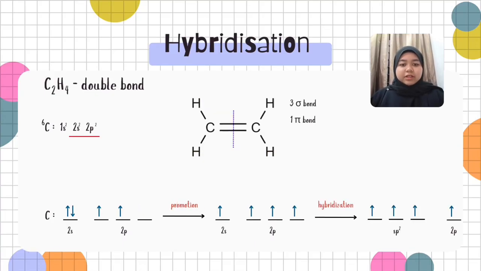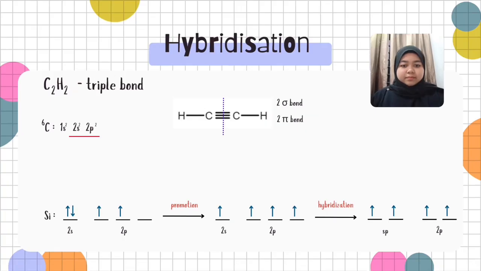For C2H4, each carbon undergoes sp2 hybridization. Three sp2 orbitals form sigma bonds and one unhybridized p orbital forms a pi bond. This creates a double bond between the carbon atoms. For C2H2, each carbon undergoes sp hybridization. Two sp orbitals form sigma bonds and two p orbitals form pi bonds. This results in a triple bond.